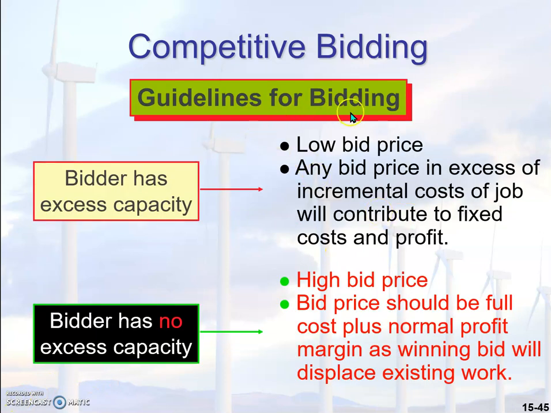The guidelines for bidding are these: if the bidder has excess capacity, they should offer a low bid price, because any bid price in excess of incremental costs will contribute to fixed cost and profit. But when the bidder has no excess capacity, they are not recommended to have a low bid price. They are recommended to have a high bid price, because the bid price should be full cost plus normal profit, because winning the bid will displace the existing work.